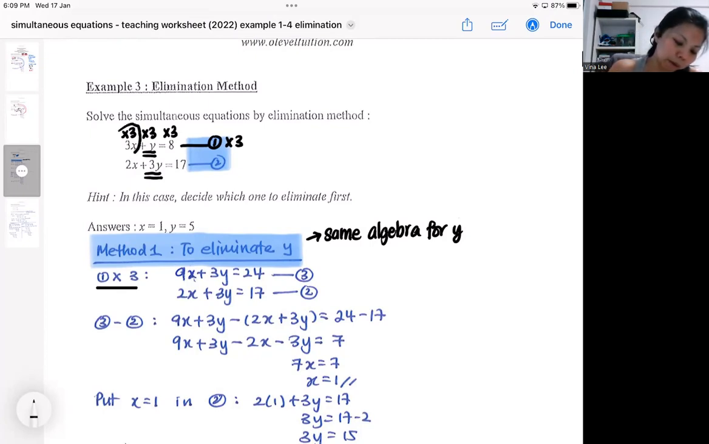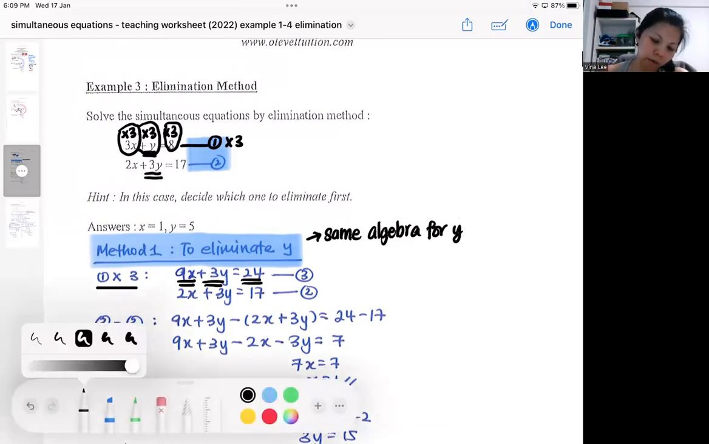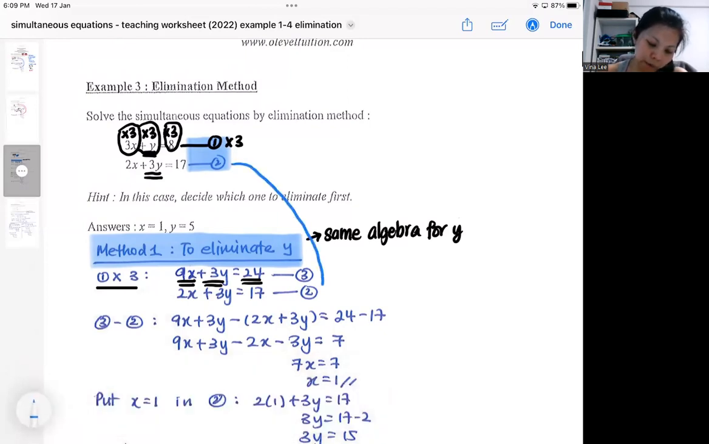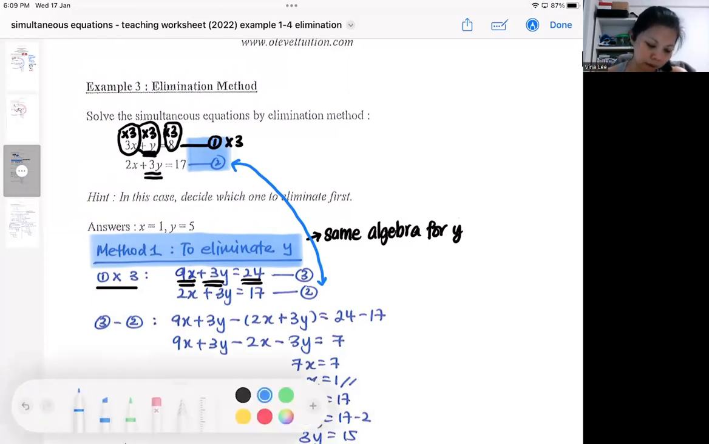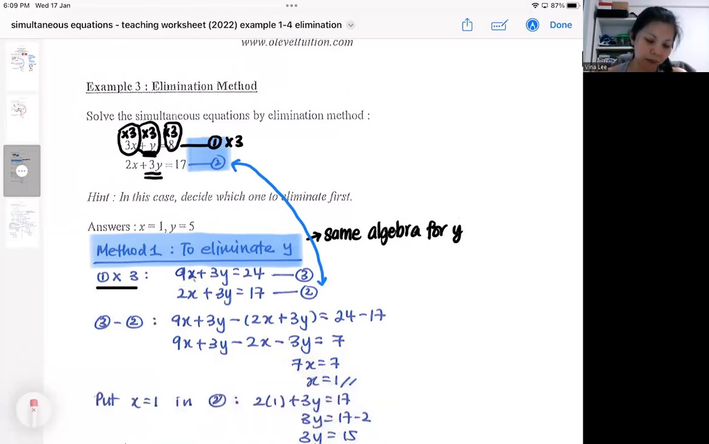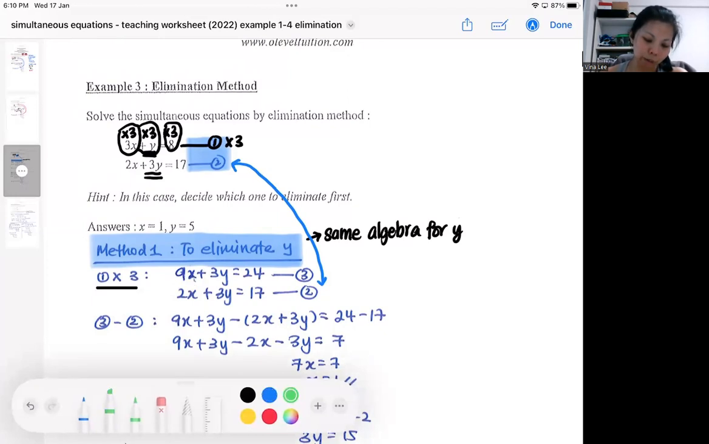This one multiplied by 3 gave me a 9x. This one multiplied by 3 gave me a 3y. And the number multiplied by 3 gave me a 24. So right now, I have 3y as the same algebra. Now put the other equation side by side, so it's easier to see the same algebra.